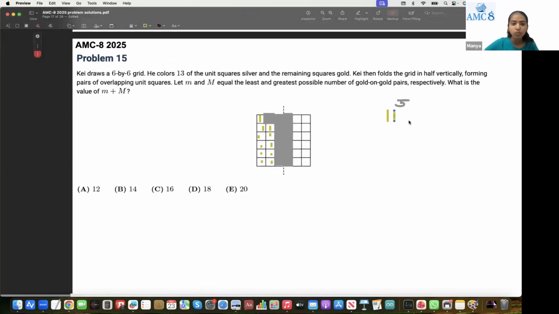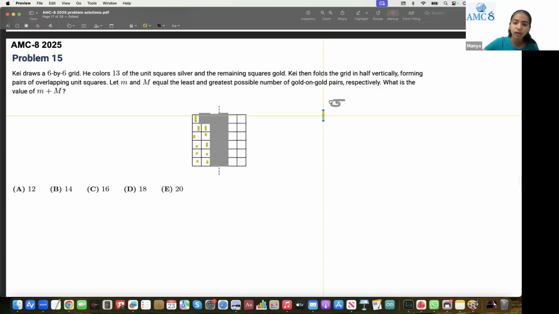And now they're asking for the value of the smallest value of m plus the largest value of M as well. If we add 5 plus 11, we'll be getting 16. And so our final answer would be equal to 16. Our answer choice C.